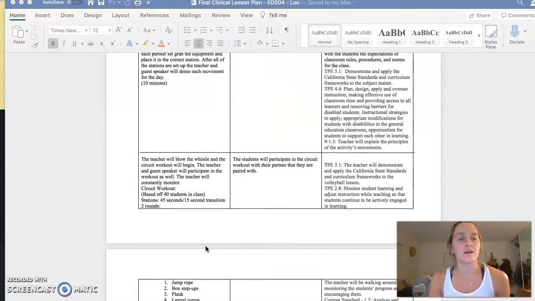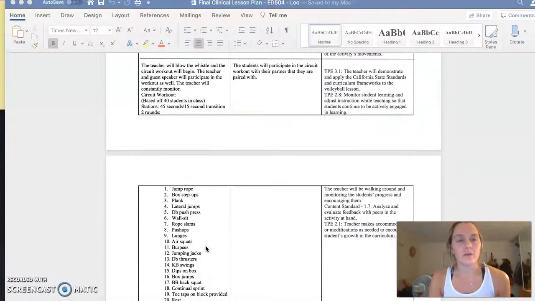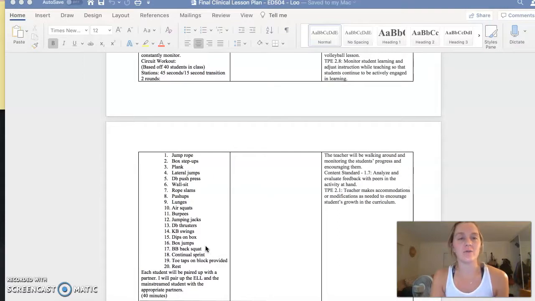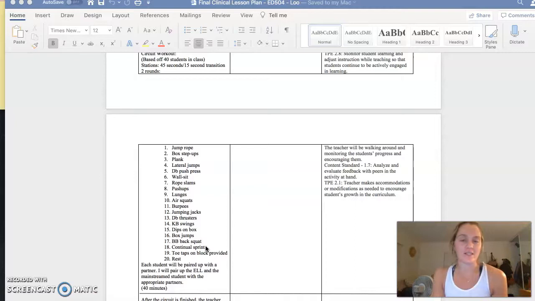The whole lesson is focused on this circuit workout. There's going to be like 20 stations, and I'm assuming I'll have about 40 students in class. So I'll pair up each student in twos, and then station one will be jump rope, and then we have box step ups, plank, lateral jumps, dumbbell push press, wall sit, rope slams, and you can just see how the list goes on. Students will work for 45 seconds, and then they'll have a 15-second break, and they'll do that for two rounds.